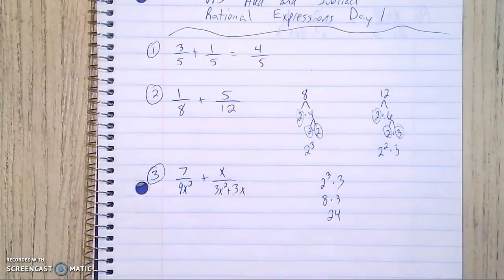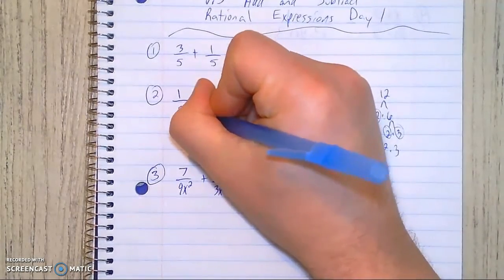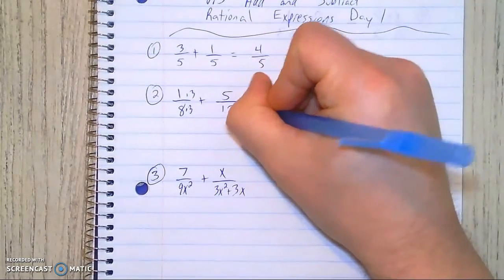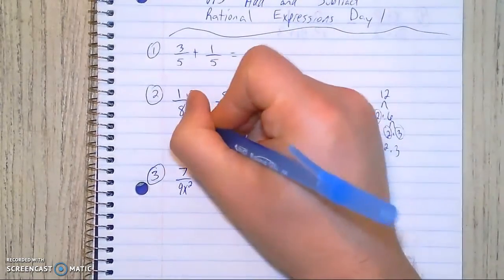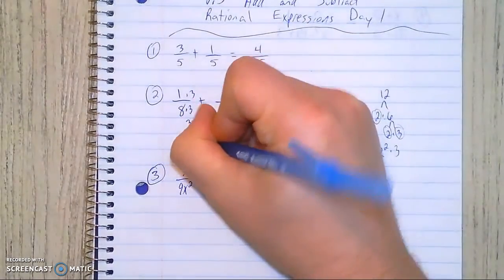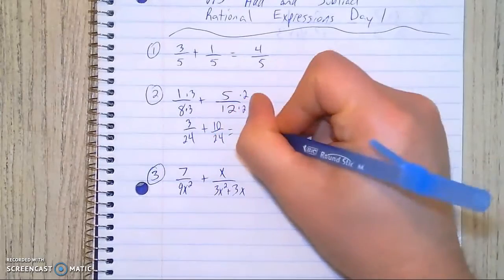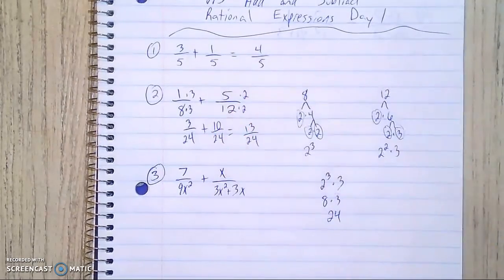So to quickly finish this one, now I want to make this become a 24. I can multiply by 3. I want to make that become a 24. I can multiply by 2. And of course, you're going to get 3 over 24 plus 10 over 24 for a final answer of 13/24.